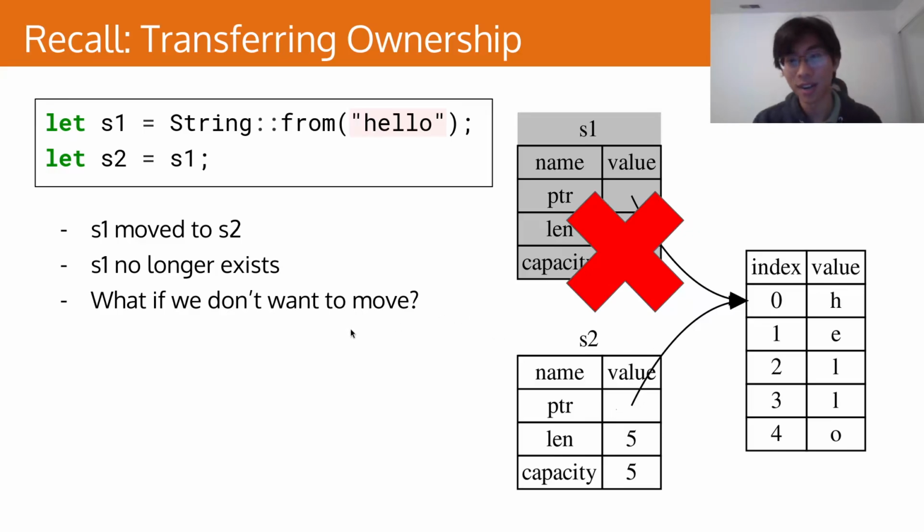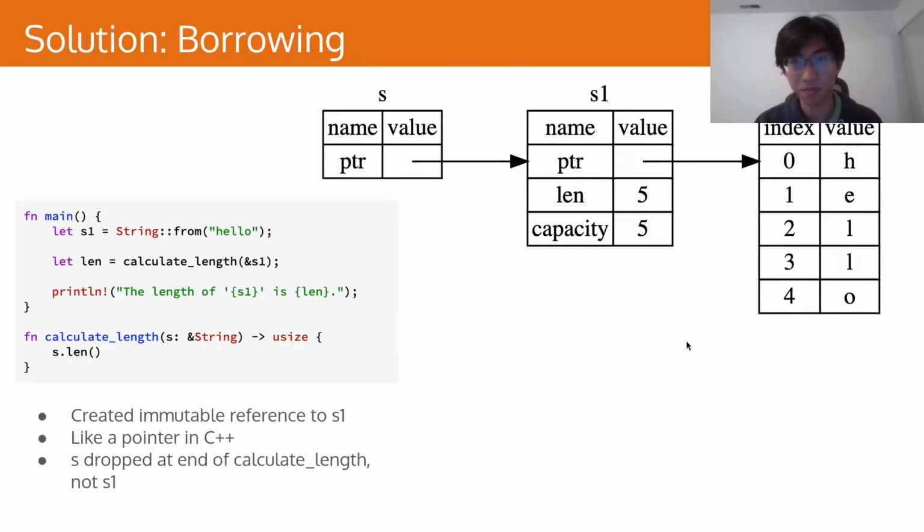However, now we consider the situation: what if we don't want to move this underlying data? Is there any way we can get around it? And the solution is to use borrowing. In this case, much like how you can have a pointer to something in C++, we can have a reference to a variable in Rust.